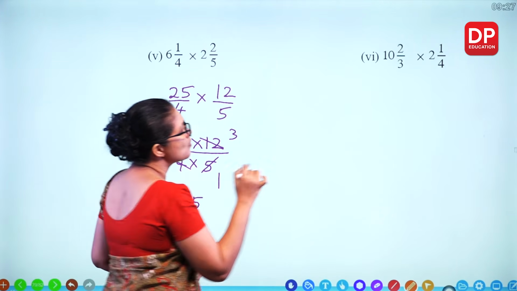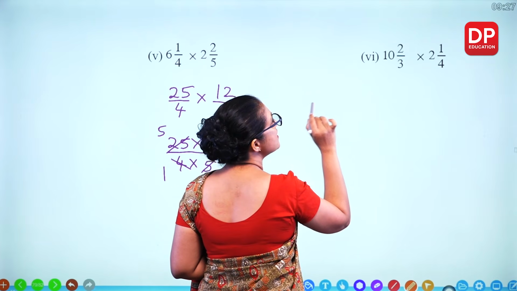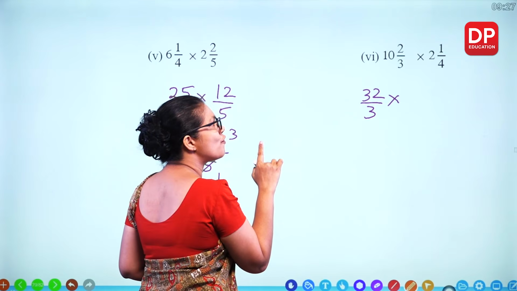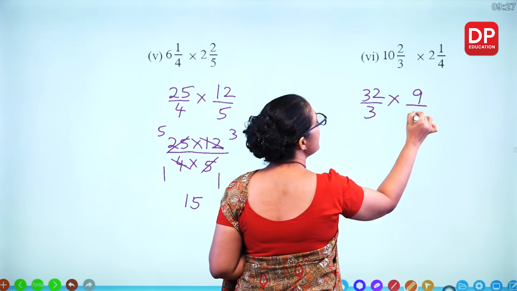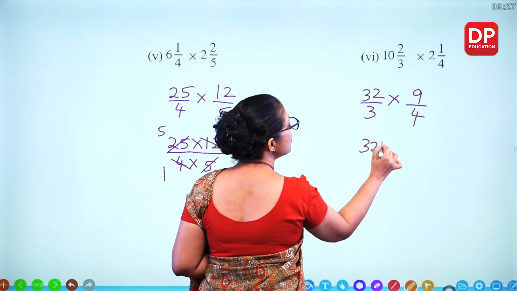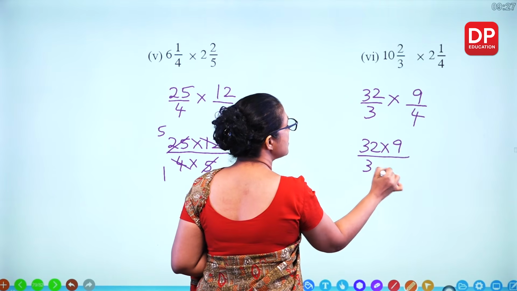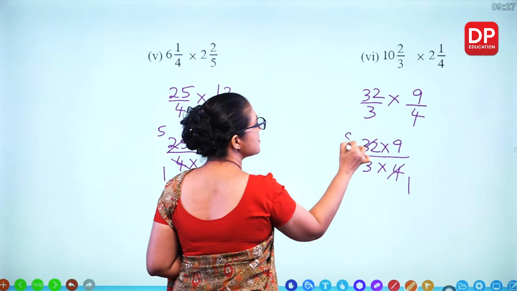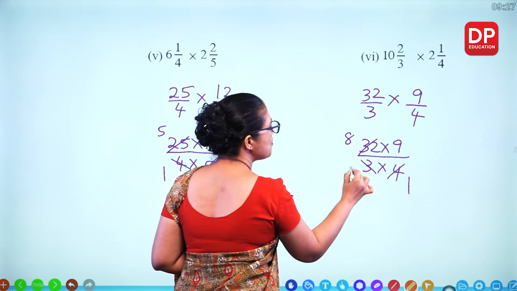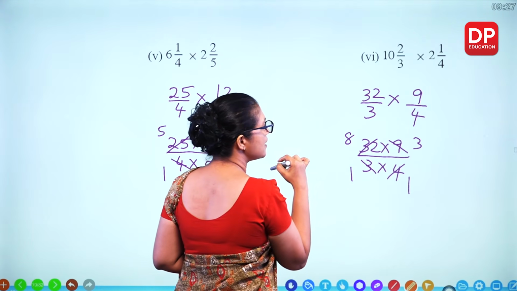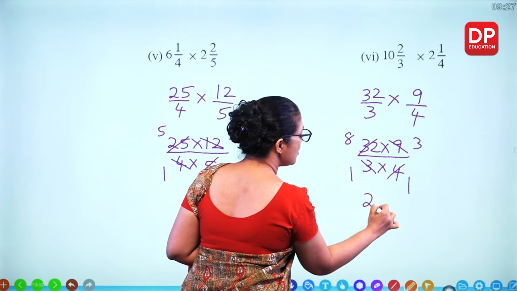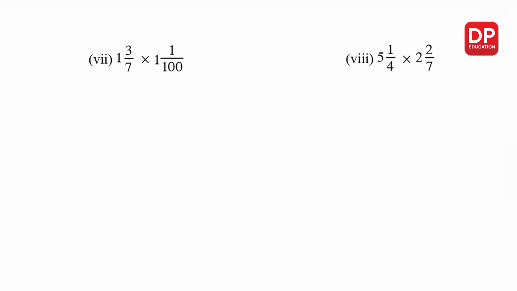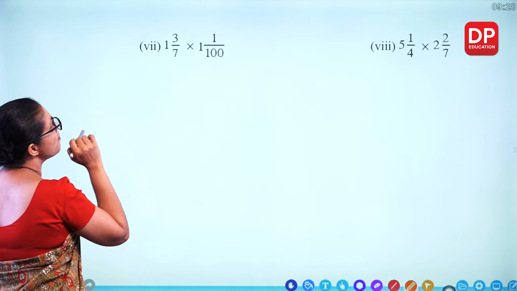This one. 3 times 10, 30. 30 plus 2, 32. 2 times 4, 8. 8 plus 1, 9. So 32 times 9 and 3 times 4. So you get 4 times 1 and this is 8. 3 times 1 and 3 times 3. So 8 times 3, you get 24.